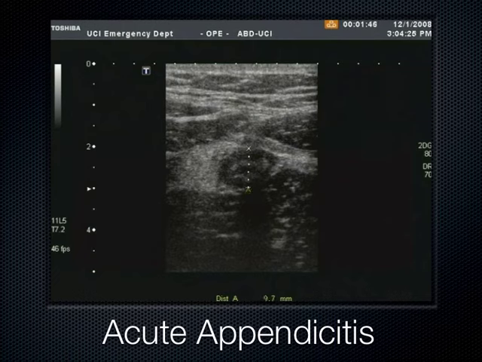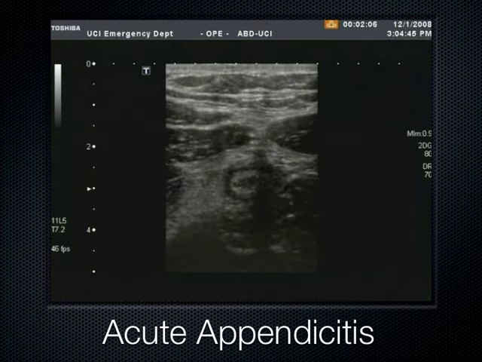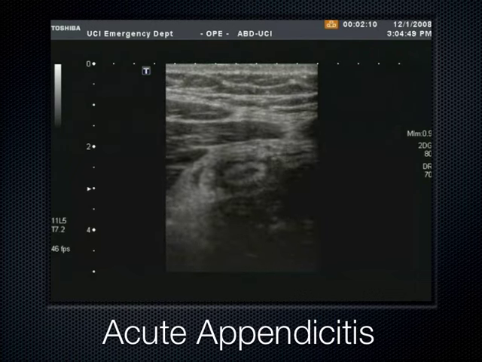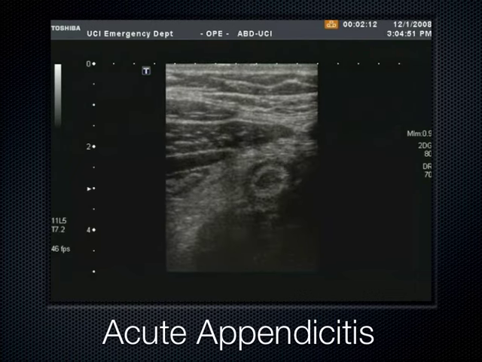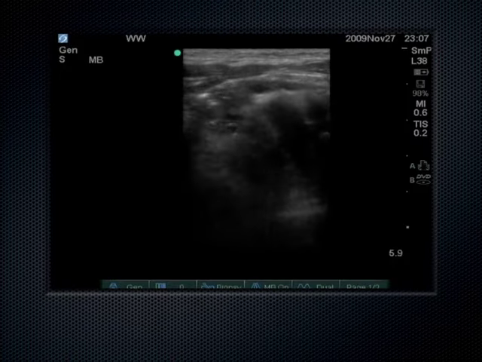psoas all the way up to abdominal wall musculature. Here's some abdominal wall musculature, probably abdominal oblique, here's rectus, this is psoas, it squishes that appendix there. The appendix is a non-compressible tubular structure in the right lower quadrant that measures more than 6 millimeters. That's how you do it. That's the technique. Here we're trying to identify the appendix.